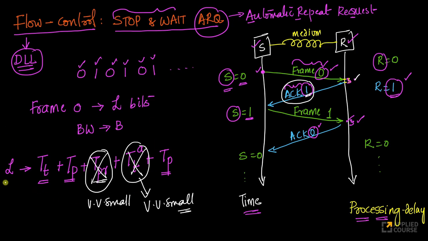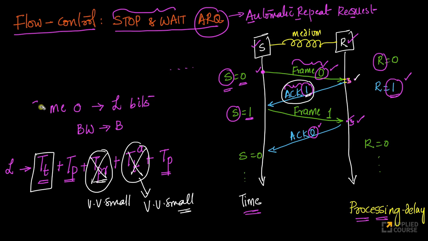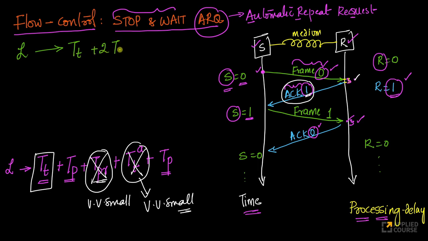Which means for L bits, we are going to take TT, which is the transmission time for the frame, plus 2 times TP. Okay, let me write this down. For L bits, it takes us TT plus 2 TP seconds for 1 frame, L bits or 1 frame, right?